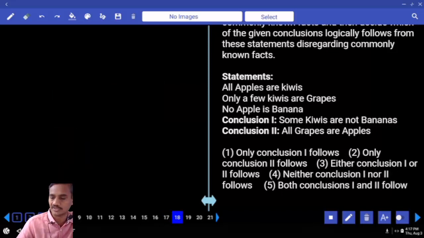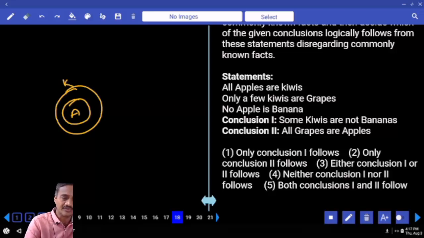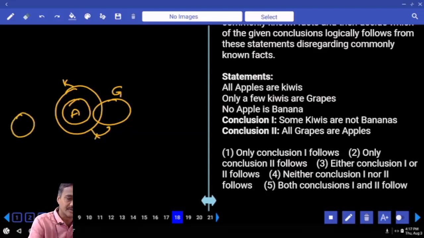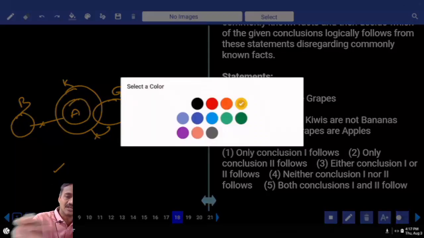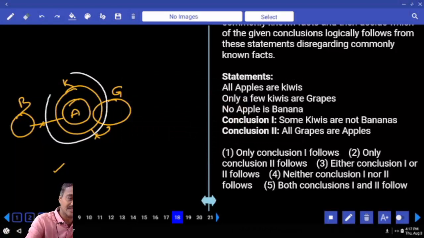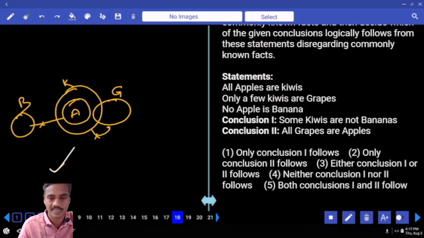The next one, 18th one. All apples are kiwis. These are the apples that are kiwis. And only a few kiwis are grapes. Only some kiwis are grapes but not all. Then next one. No apple is banana. No intersection between apple and banana. Then some kiwis are not bananas, that is true. Now to make this one false, I need to prove all kiwis are bananas. Can you draw like this? No. Hence the alternate diagram cannot be drawn. This will be true forever. The next one, all grapes are apples. That is false. And so only one choice for the 18th one.